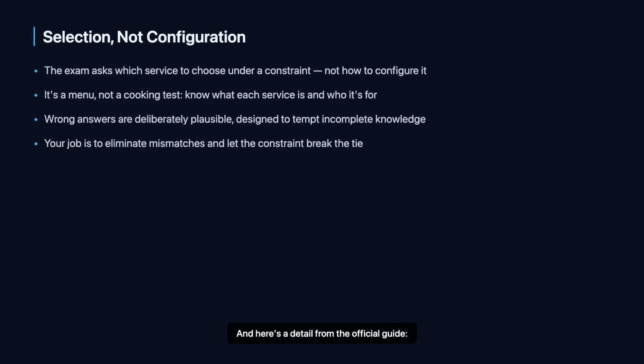And here's a detail from the official guide. The wrong answers are deliberately plausible. Amazon Web Services designs distractors to look right to someone with incomplete knowledge. That means gut feel isn't enough. Your real job is to eliminate the options that don't fit, then let the constraint break the tie among what's left.